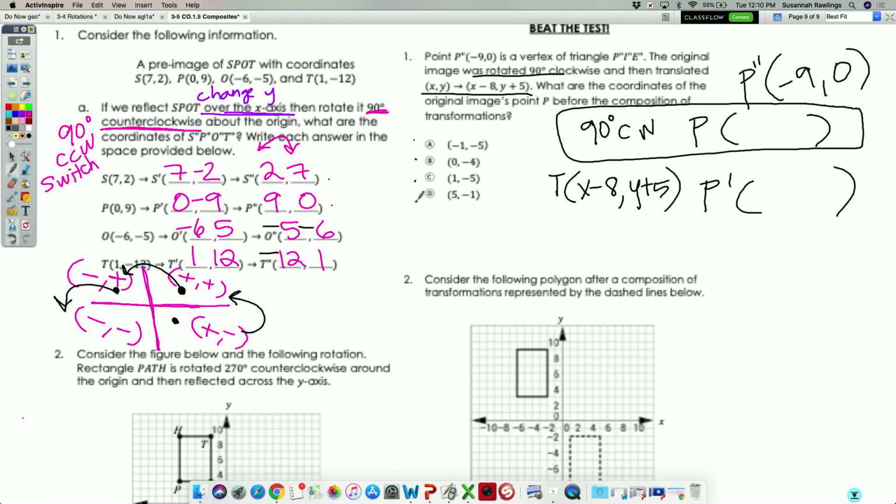I'm not looking for my image here. I'm going backwards. So I'm going to take my point and I'm going to not plug it in. I'm going to do what? Set it equal to. So I'm going to do x minus 8 equals -9. I'm solving for my pre-image point. Do that. Again, that should be easy by now.